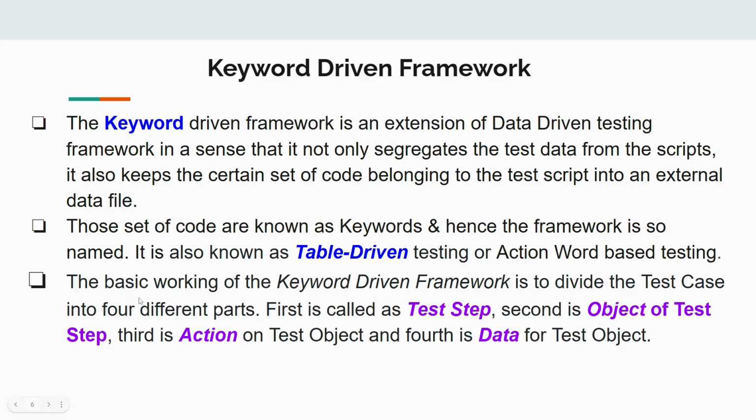So you can see over here the basic working of the keyword-driven framework. It divides test cases into 4 different parts. Number one is the test step. The second is the object of the test step. The third is the action on the test object, and the fourth is the data for the test objects. That's the very high level of how the keyword-driven framework is divided.